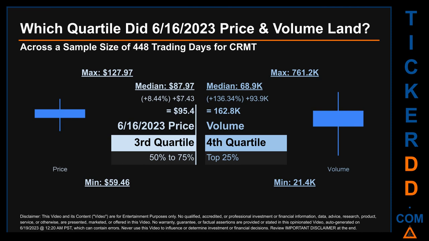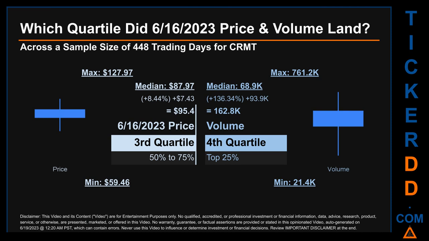Which quartile did June 16, 2023 price and volume land? Across a sample size of 448 trading days, the maximum end-of-day price for CRMT was $127.97 while the minimum was $59.46. Within that price range, June 16, 2023 price of $95.40 landed within the third quartile, placing it within the 50% to 75% range of all sampled end-of-day prices.